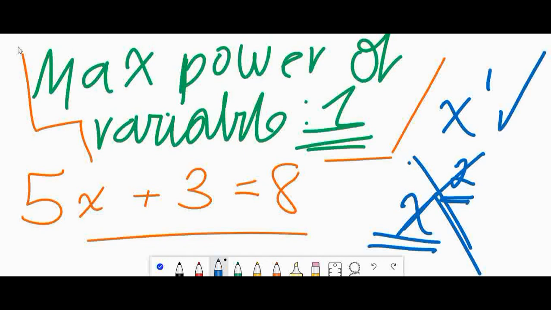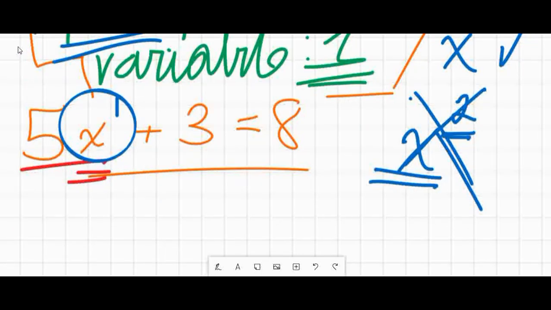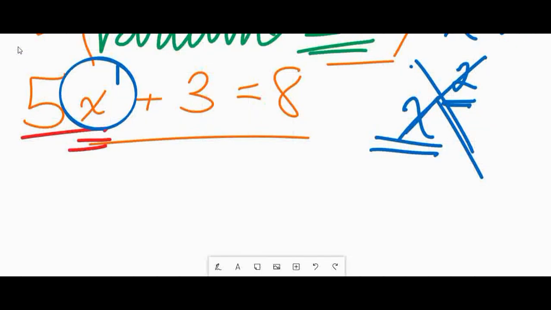Let's look back at our equation, 5x. The variable is x right here. And on x, there's no other number like 2. Nope, there's not any 2. There's no 3 on top of x. It's just plain, which you should know means it's 1. And since the maximum power of this variable is 1, this makes this equation a linear equation in one variable. Or in other words, basically an equation in which the maximum power of the variable is 1.